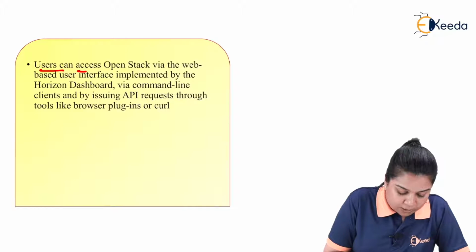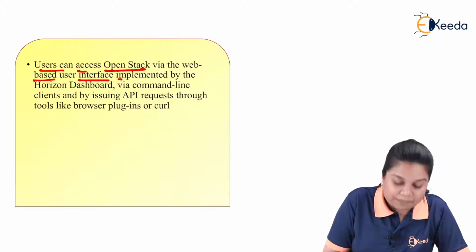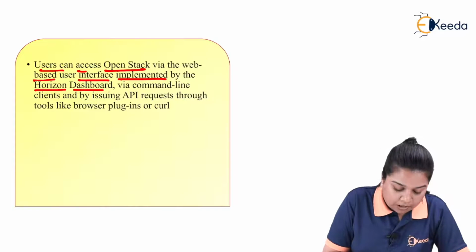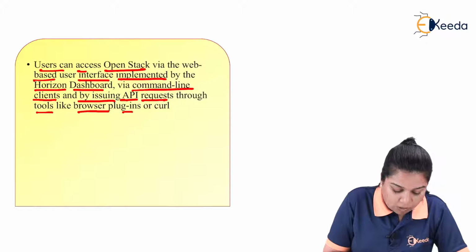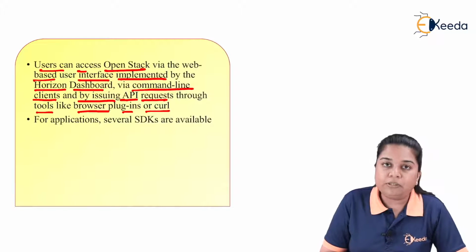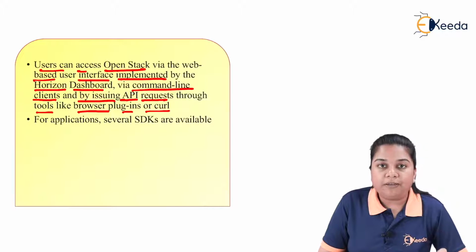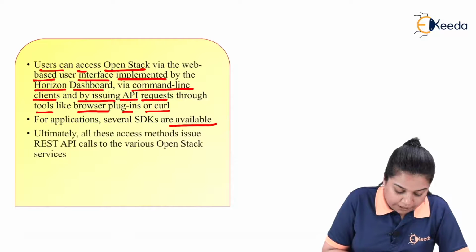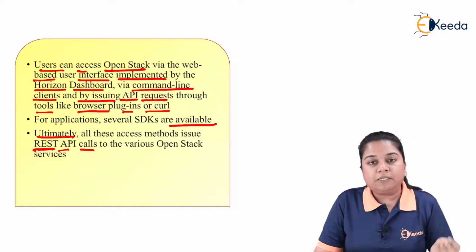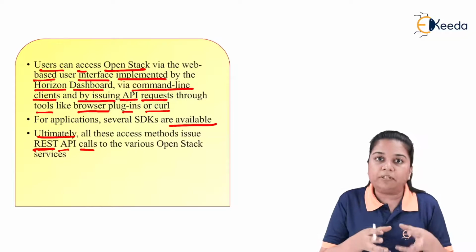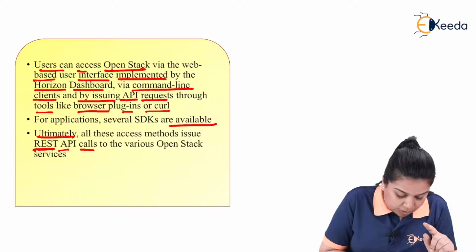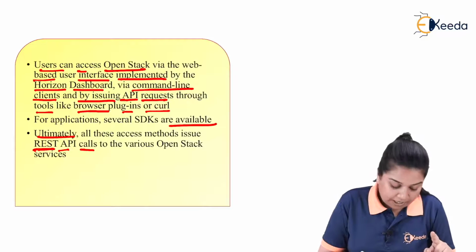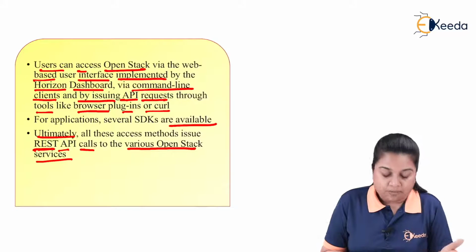Users can access OpenStack via the web-based user interface implemented by the Horizon dashboard, via command line clients, and by issuing API requests through tools like browser plugins or curl. For applications, several SDKs, that is software development kits, are available. Ultimately, all these access methods issue REST API calls to the various OpenStack services.